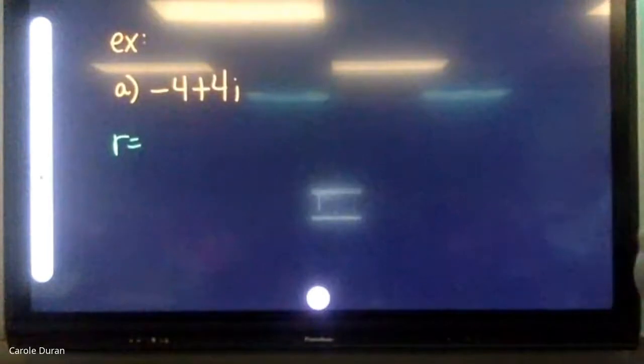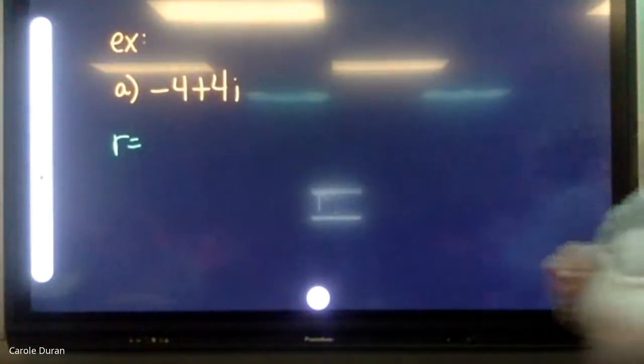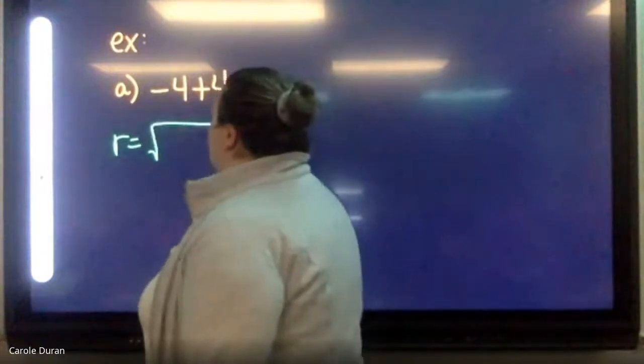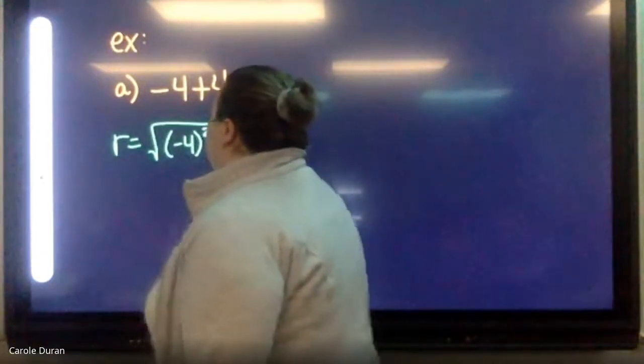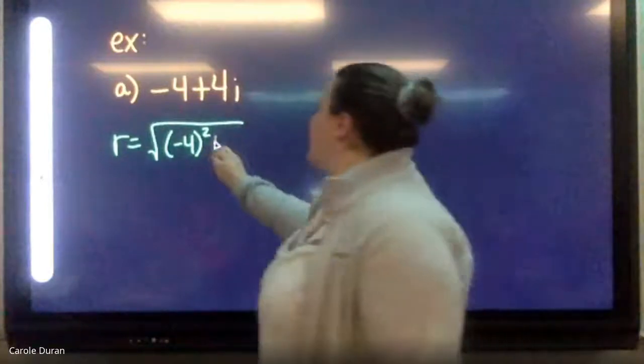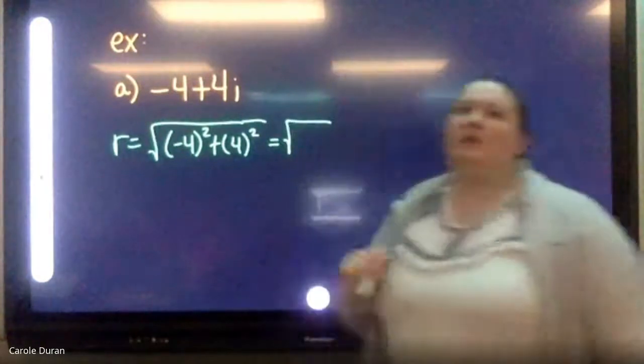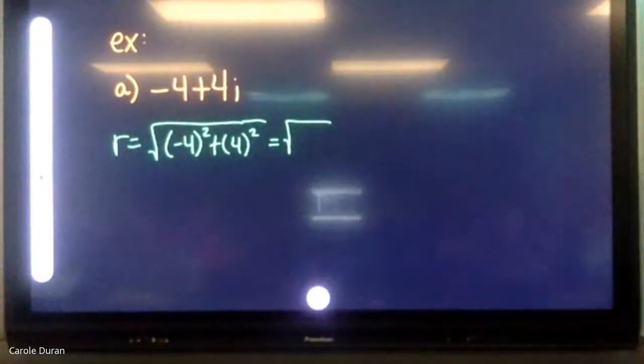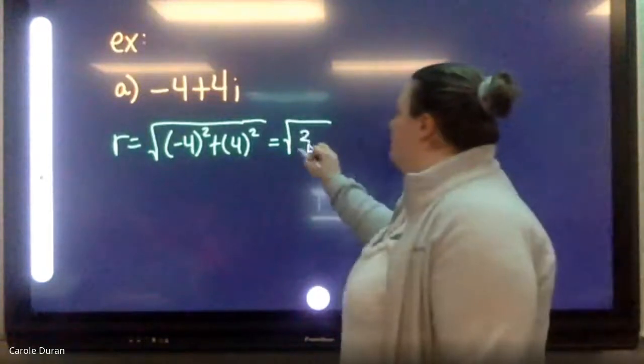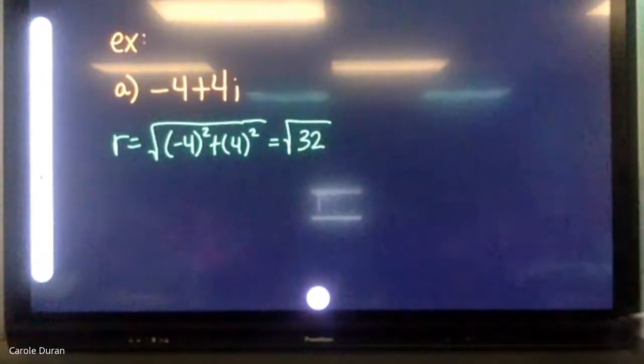R, I know, is simply the absolute value of the complex number that I was given, which means this is equal to the square root of my first number squared plus my second number squared. And then I reduce it. Negative 4 squared is 16, 4 squared is 16, 16 plus 16 is 32. That is not a perfect square, so I'm not really worried about reducing it, which means my R value is simply the square root of 32. Anybody have issues with that? Everybody okay with how we got that?